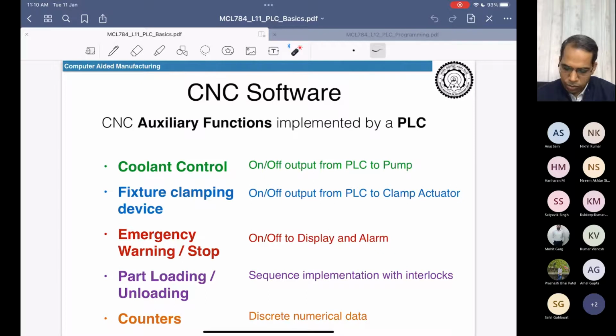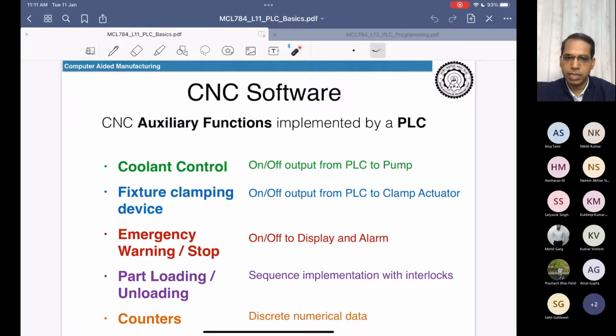Then you have a part loading and unloading arrangement, where there's a sequence implementation with interlocks. Then you'll also be counting the parts. There are certain counters which will be counting the parts being produced. So these are some of the control functions being implemented in the CNC machine. And most of these functions are done with the M code actually.